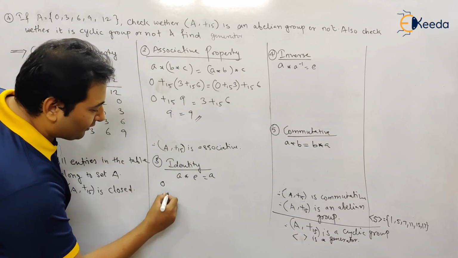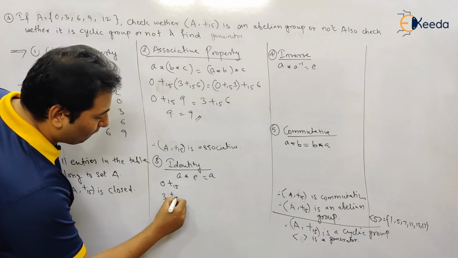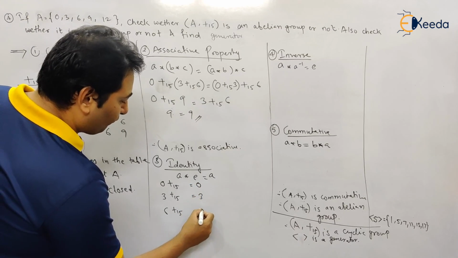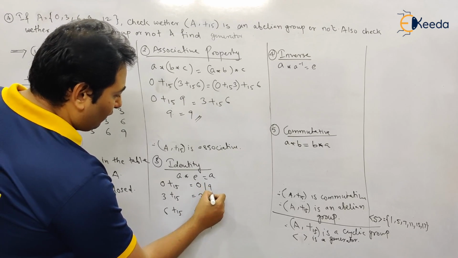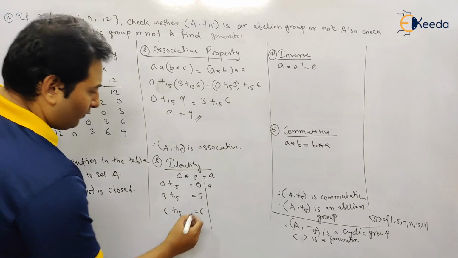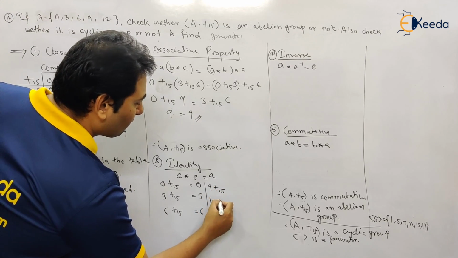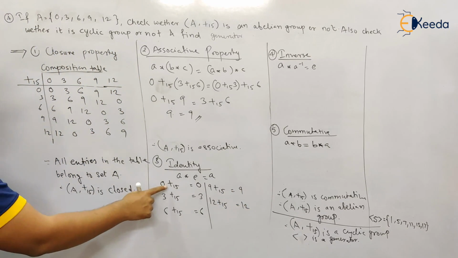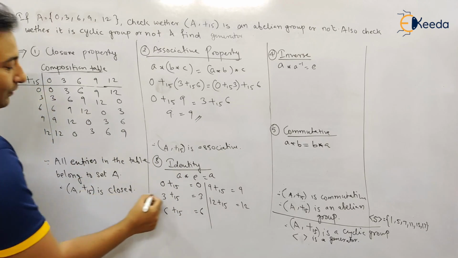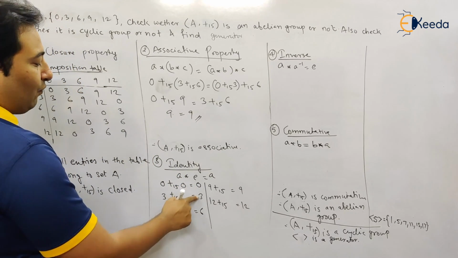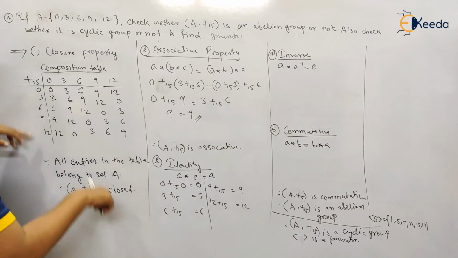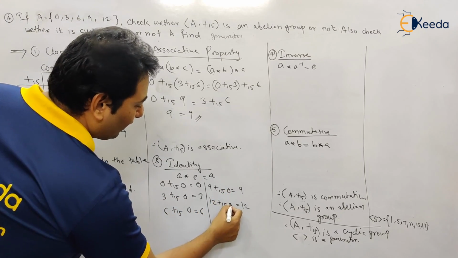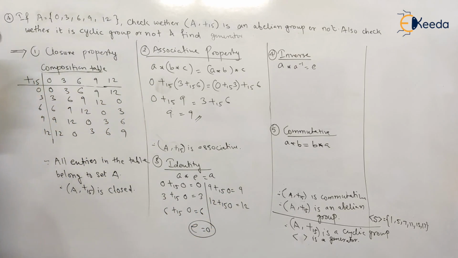Take the elements 0, 3, 6, 9 and 12. The operation is plus 15, and on the right hand side we should get the same number. 0 plus 15, 0 is 0. 3 plus 15, 0 is 3. So in short, everywhere 0 will come. Therefore, E is equal to 0. That means your identity element is 0.